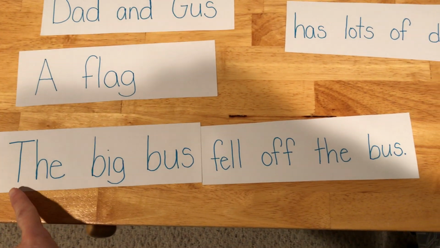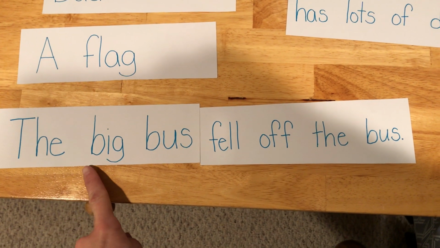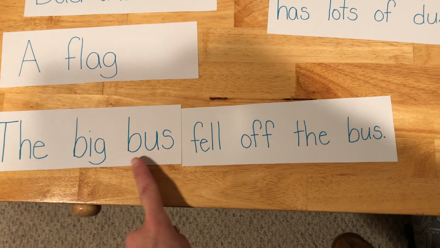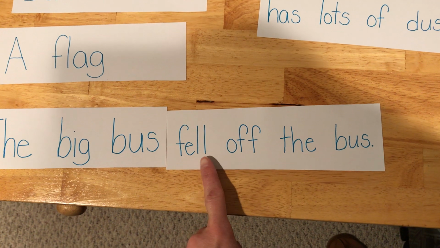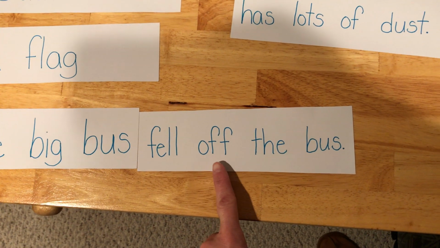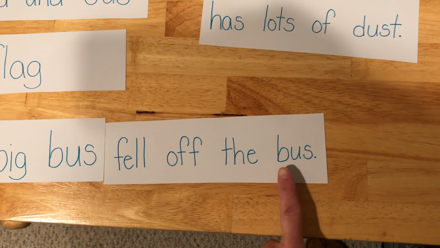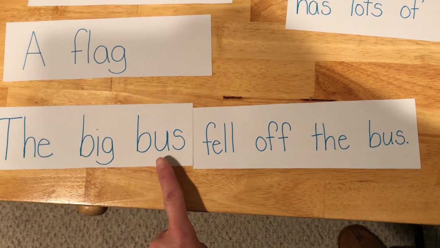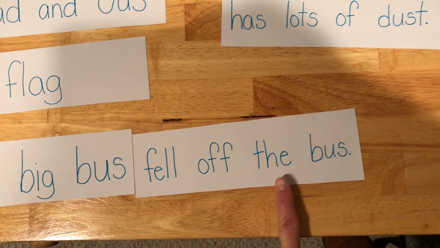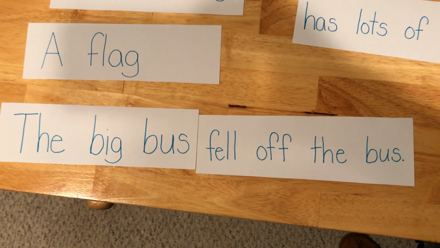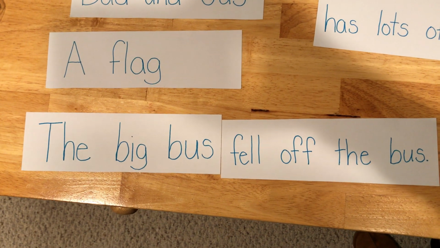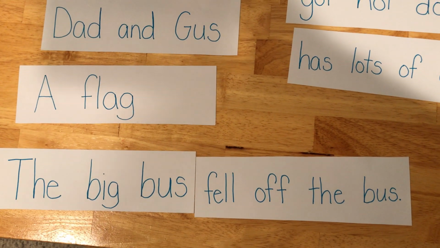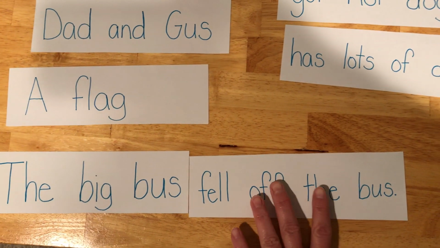Read it with me. The big bus fell off the bus. The big bus fell off the bus. Wait a minute, that doesn't make sense. Well, to have a complete sentence, it has to make sense, so something is not right. These two don't go together.